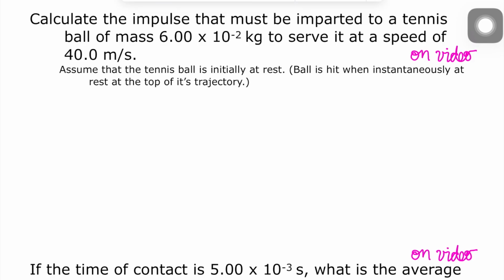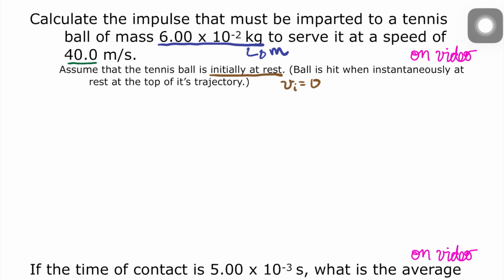This is a two-part problem that deals with the topic of impulse. So let's start by getting our information organized. We're given the mass of a tennis ball. We are told that the ball is hit when it is instantaneously at rest, at the top of its trajectory when it's been thrown up. So initially for a collision, it is at rest. That means velocity initial is 0.